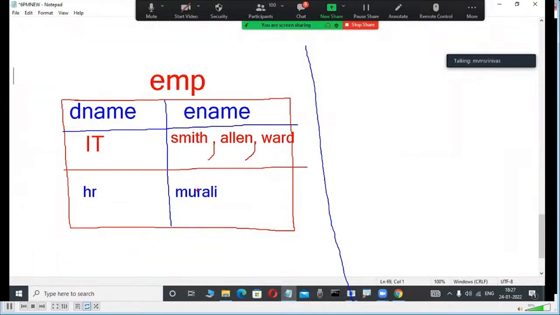Data in each column should be atomic. That is a rule. There is no multiple value separated with comma. For example, here the only problem: what is the problem? Smith, Allen, Ward are represented in the format of comma-separated values. It won't work. Why? Because now data is represented in each cell. So now only a single value only.